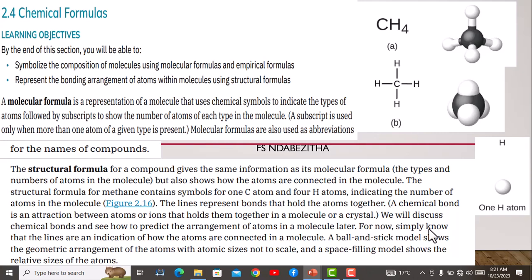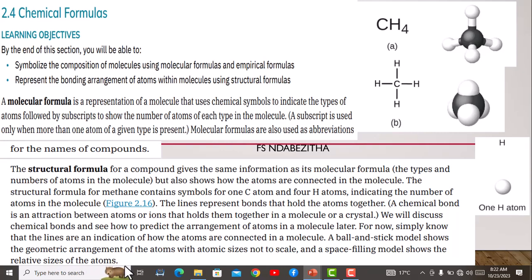So for now, simply know that the lines are an indication of how these atoms are connected in a molecule. A ball and stick model shows the geometric, angular arrangement of the atoms, with the atomic sizes not to scale. Not to scale. Very important. And a space filling model shows the relative sizes of the atoms.